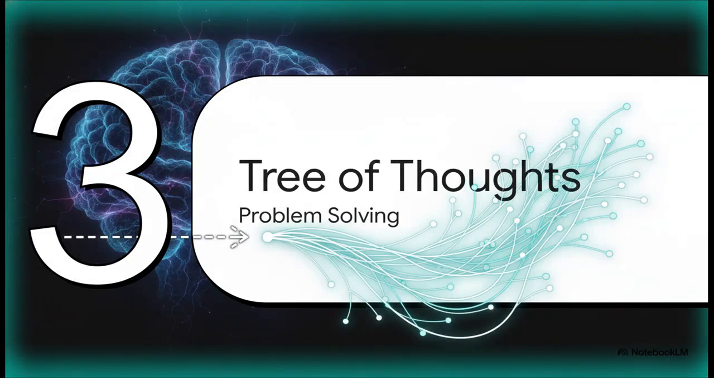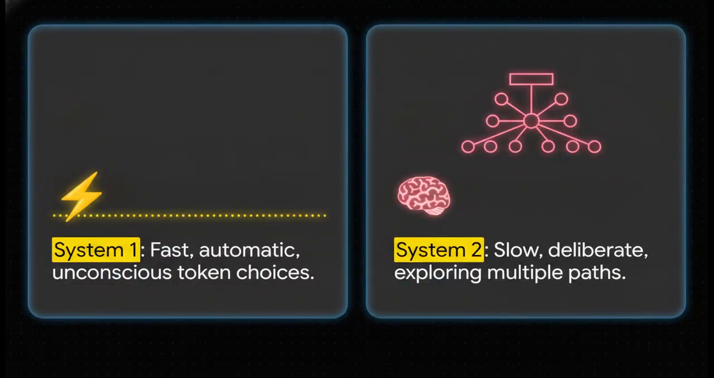Next up, tree of thoughts problem solving. To fix the limitations of that linear, left-to-right reasoning, we can look directly to human cognition and a really fascinating framework called tree of thoughts. Researchers have actually mapped AI reasoning to human dual process theory. Standard language model prompting acts exactly like human System 1 thinking. It's fast, rapid, making automatic token-by-token choices in a straight line.